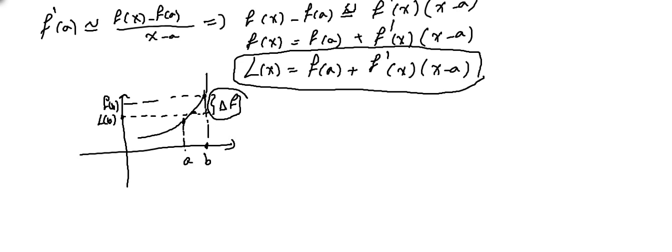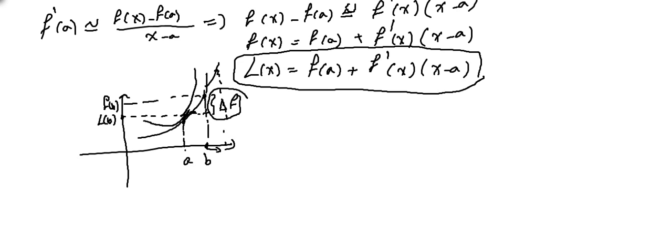Now, if we go further from a, the error will be more, right? And if the curve has more concavity, the error will also be more and more. Okay, let's just take an example and try to solve it to know what that means.